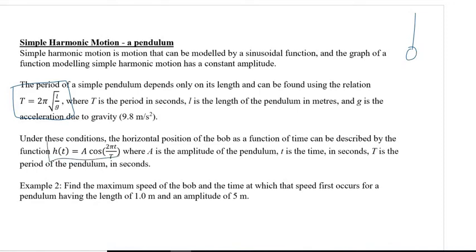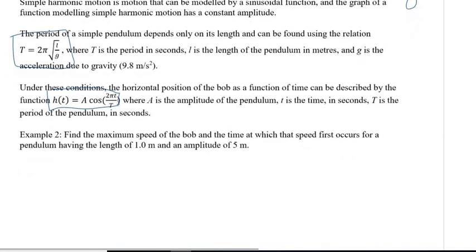And we also have this function here, which tells us the position of our pendulum. And in this formula, A is the amplitude, t is the time, and big T is the period of the pendulum. So example 2 is asking us to find the maximum speed of the bob and the time at which the speed first occurs for a pendulum having a length of 1.0 meters and an amplitude of 5 meters.